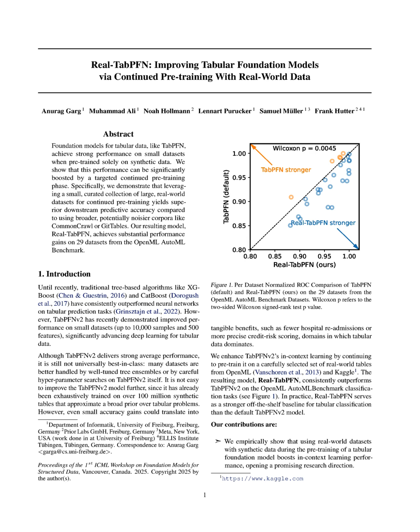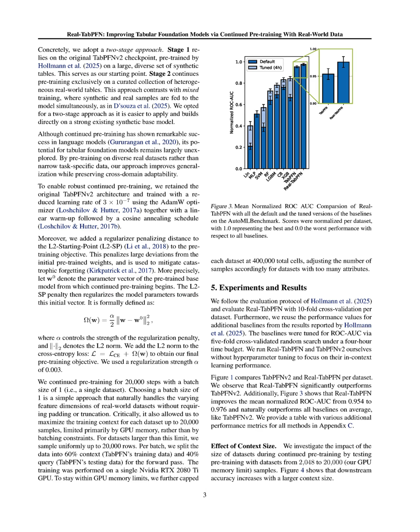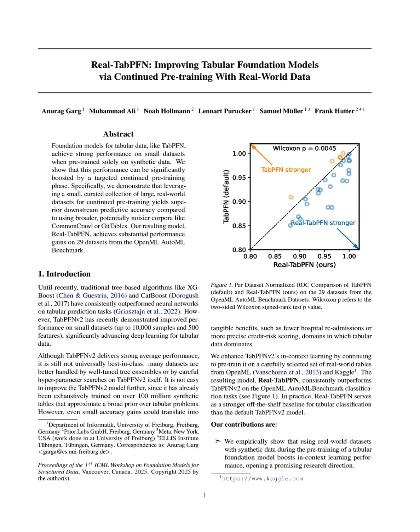During this stage, the model processes the dataset in batches of one, allowing it to utilize the full context of the 15,000 samples without padding. The training objective incorporates a regularization term that penalizes deviations from the initial weights, ensuring stability and mitigating catastrophic forgetting. After this continued pre-training, the model can then be evaluated on unseen data, leveraging its enhanced in-context learning capabilities to make accurate predictions based on the patterns learned from the real-world dataset.